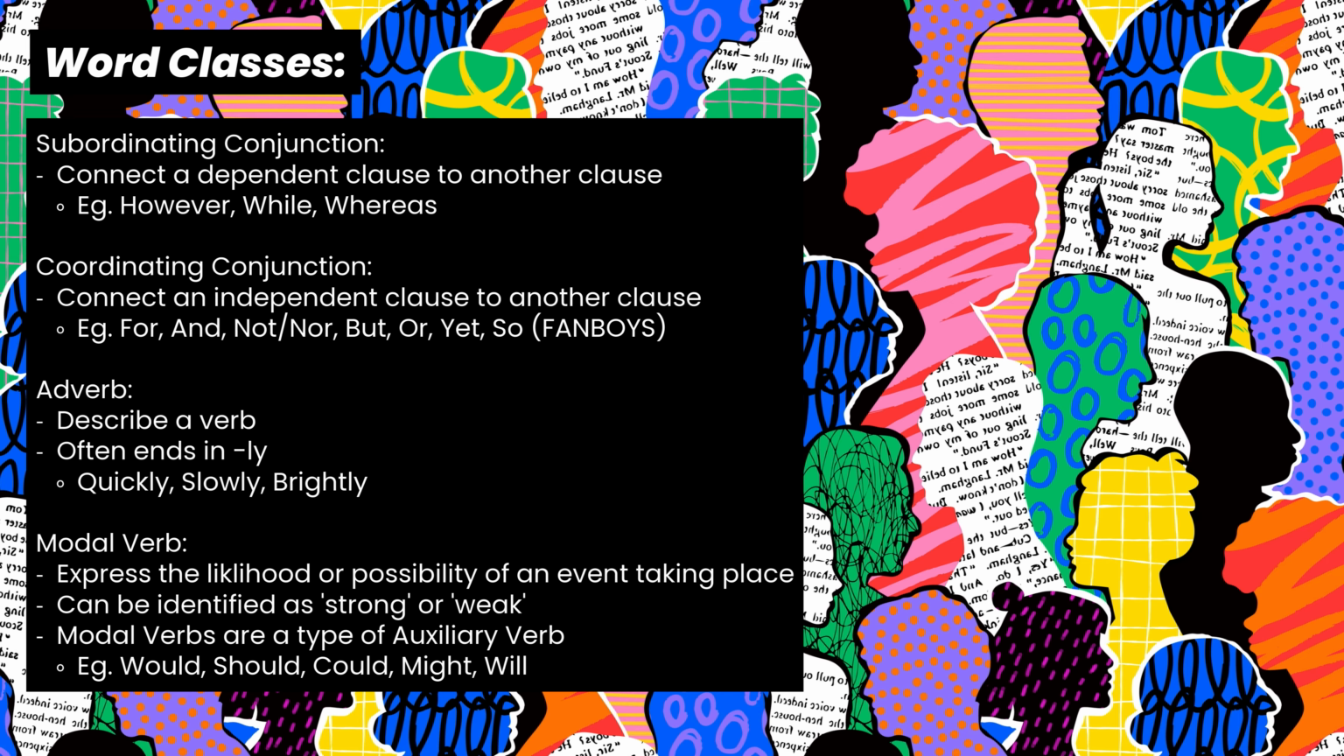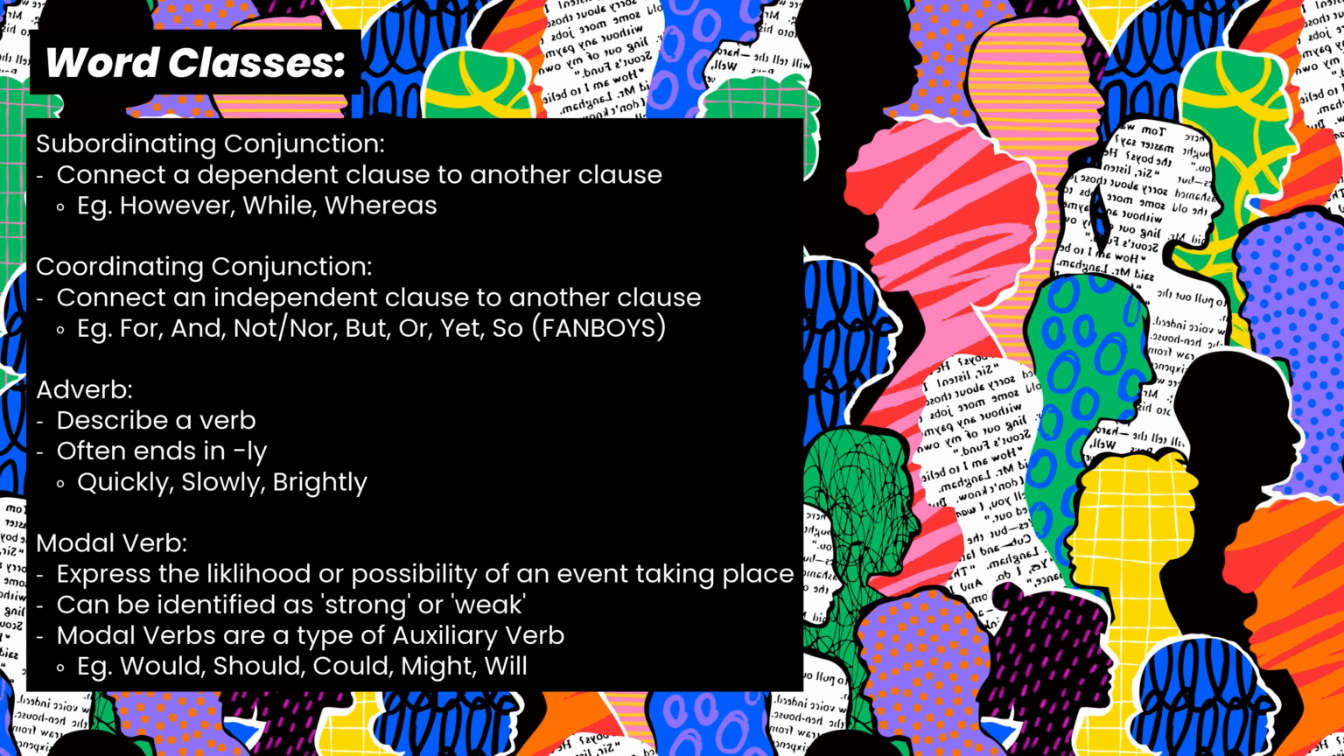Now, we've finally reached the part of this video where we're going to talk about conjunctions. So we have two types of conjunctions, subordinating and coordinating. And we're going to start with subordinating conjunctions first. Subordinating conjunctions connect a dependent clause to another clause. And remember, a dependent clause is the clause within a sentence that can't stand on its own grammatically. So some subordinating conjunctions in English include lexemes like however, while, or whereas. Those conjunctions would connect potentially an independent and a dependent clause, or two dependent clauses together in a sentence that already has another independent clause.